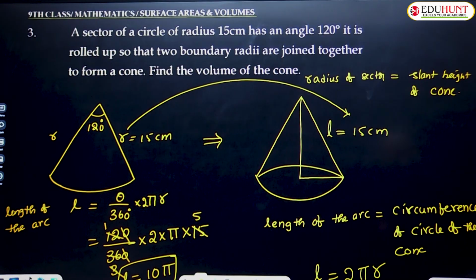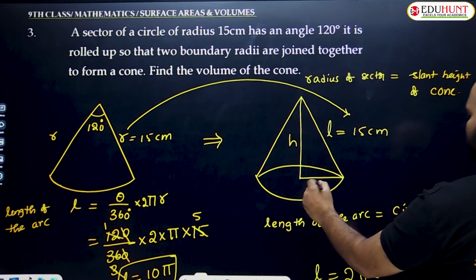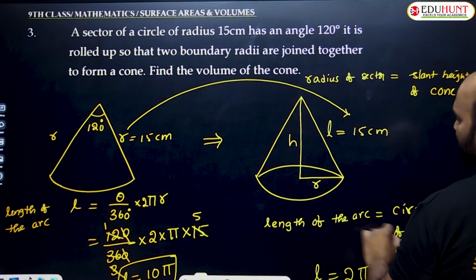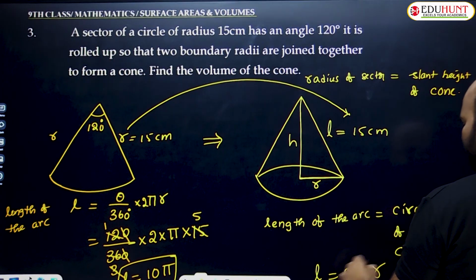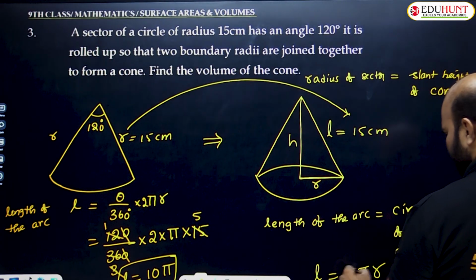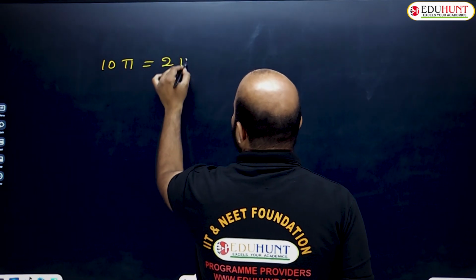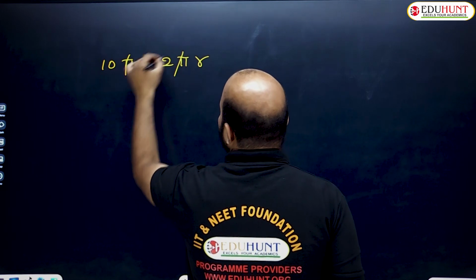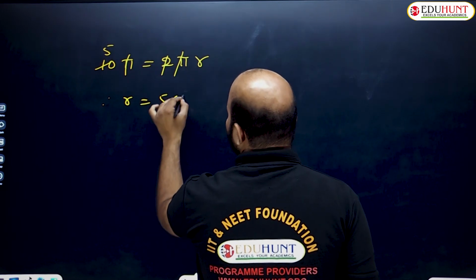Am I clear? So first we need to find the height. You don't know the height here, and the radius, which is the radius of the cone. Height you don't know, only the length. How will we get the radius? By using the length. Length equals 10 pi. 10 pi equals 2 pi r. Pi cancels. 2 ones are 2, 2 fives are 10. So r equals 5 centimeters.